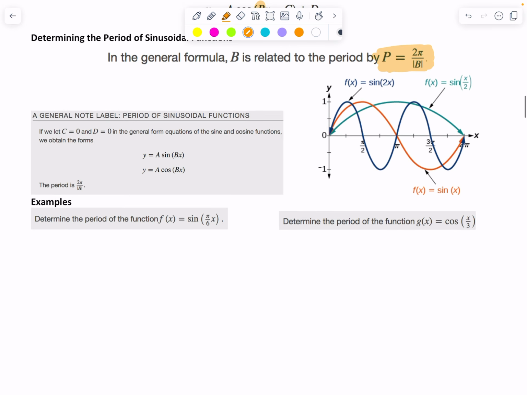So take a look at this sine function in our example. This sine is pi over 6 x. So b in this case is equal to pi over 6. If I want this period, I'm going to take 2 pi and divide it by pi over 6. Notice the pi's are going to cancel, and if you plug this in your calculator or flip your fraction, you're going to get 12. So the period for this is 12 units.